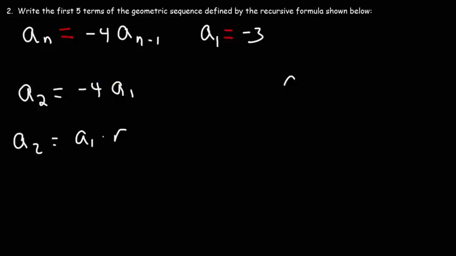So anytime you need to write a recursive formula of a geometric sequence, it's going to be a sub n is equal to r times the previous term, a sub n minus 1. The next term is always the previous term times the common ratio.